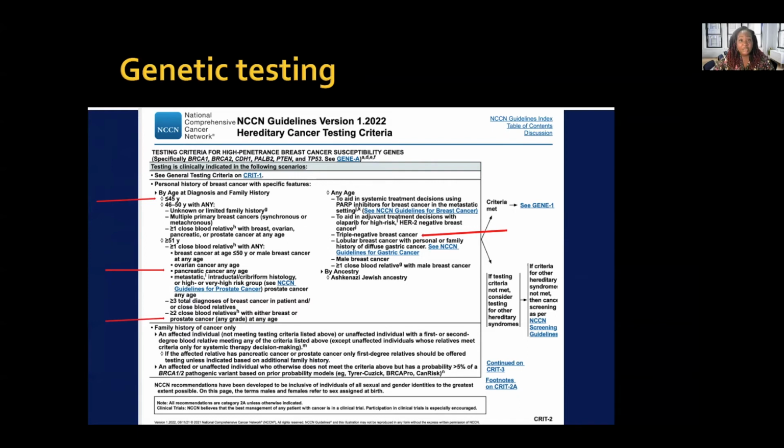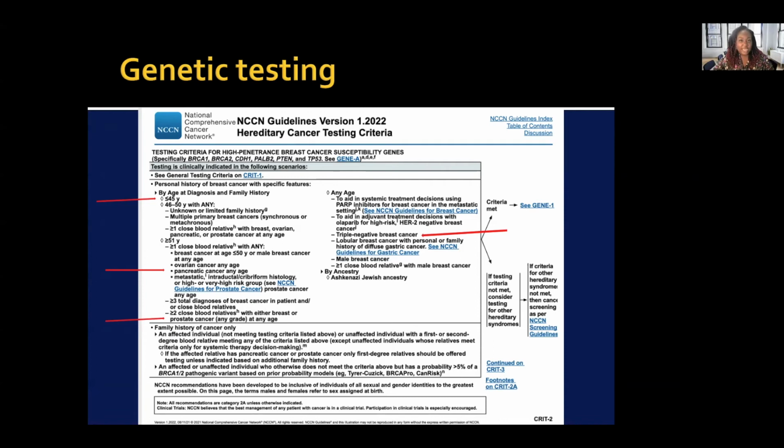So it's not just great for learning about staging, which I spoke to you about in a previous lecture, but it's also important to learn about indications for genetic testing. So the NCCN guidelines change periodically, sometimes 2 to 3 times a year. This is the most recent as of November 2021. They have their 1.2022 guidelines for hereditary cancer testing. So the criteria for testing someone, which basically insurance companies and other payers kind of fall behind.